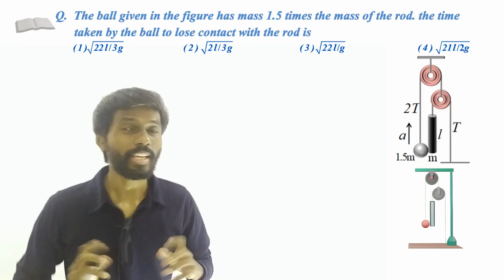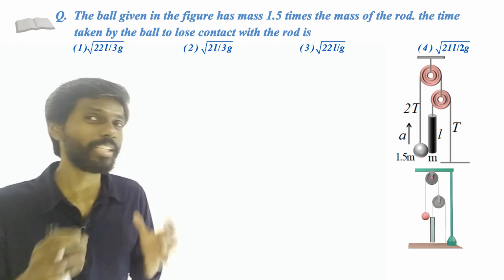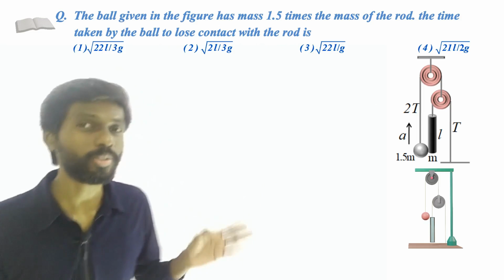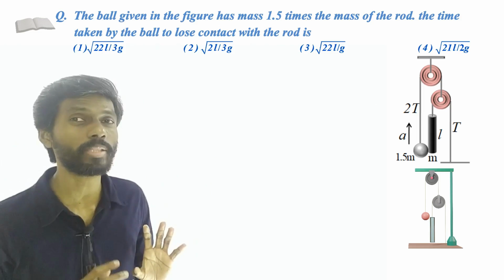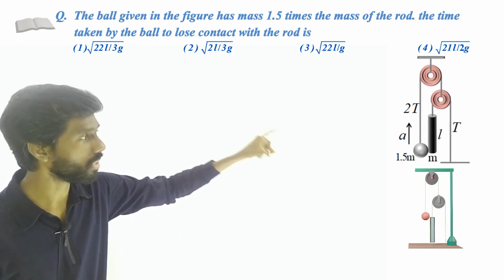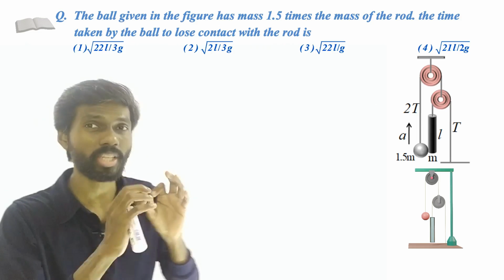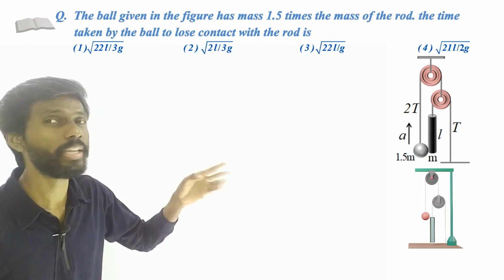Okay, the ball is heavier, so it is supposed to move downwards, right? The ball is 1.5 times the mass of the rod, but we should not consider only the gravitational force. Also there is a tension force in the upward direction. What about the tension force acting on these two objects? Let us take the tension on the string that is attached to the ground as T. So what is the force acting on that rod? That is T in the upward direction.